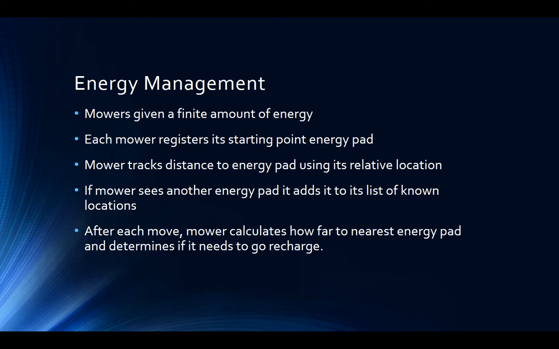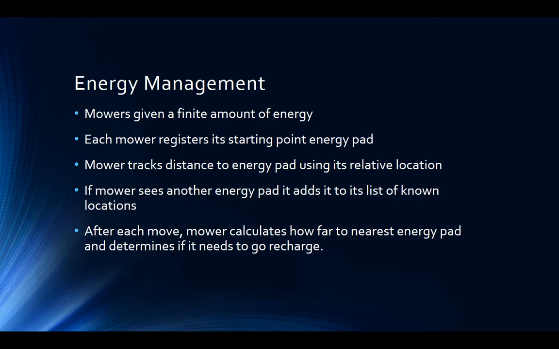Okay, the next major change was the energy management, and each mower, of course, can now run out of energy. It starts by each mower registering an energy pad, its own energy pad. Then as it moves about and sees other energy pads through scans, it registers those as well. Each mower also keeps track of the relative distance between each of those energy pads so that it knows which one's the closest at any given time.